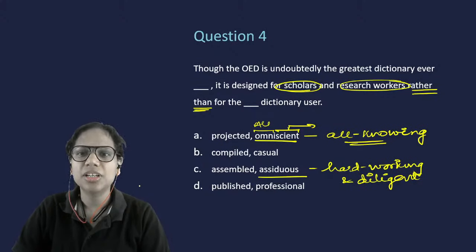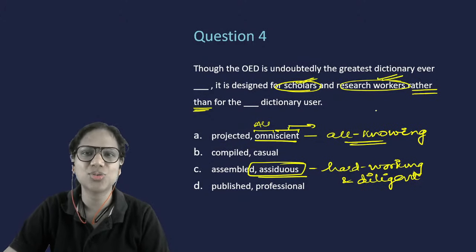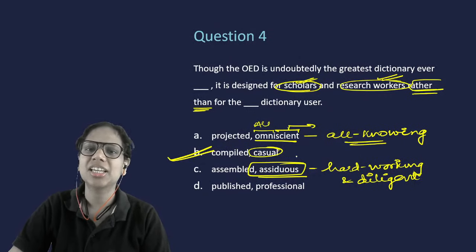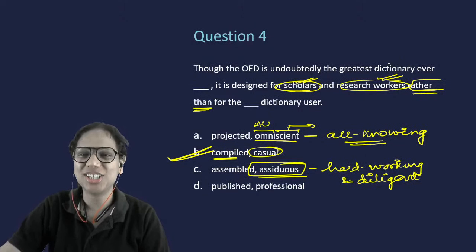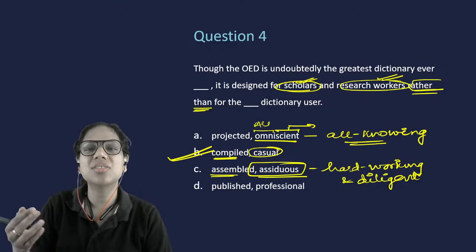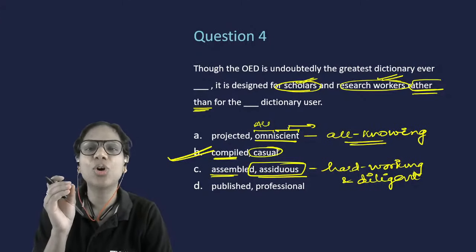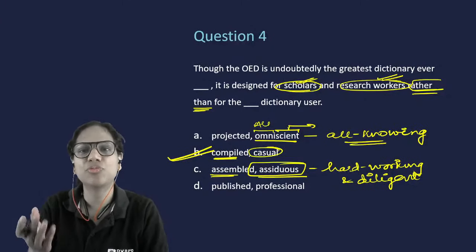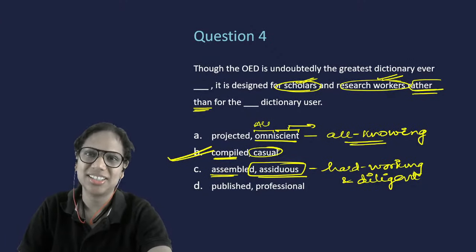So, rather than for the assiduous dictionary user, does not create that sort of a contrast that I want to create with scholars and research workers, isn't it? Casual, however, creates that contrast. So I wanted to create a contrast here, and casual does that. Moreover, compiled is a better term for a dictionary rather than assembled. Assembled is used more for electronic parts, let's say, for parts of a machine. Compiled, on the other hand, means that you take written material from various sources and put it in one source, which is the job of a dictionary.